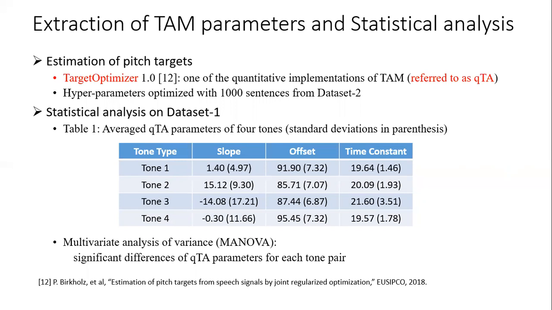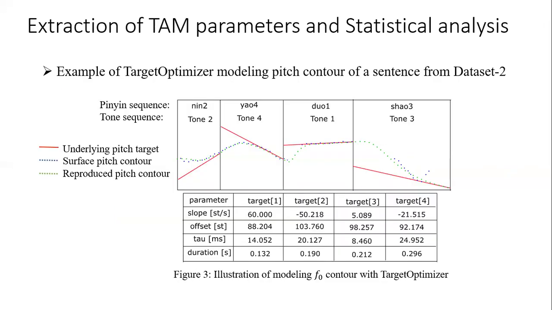Next, we conducted the multivariate analysis of variance, which showed significant differences of QTA parameters for each tone pair, suggesting the possibility of using them for tone recognition. The same procedure was then applied to dataset 2.